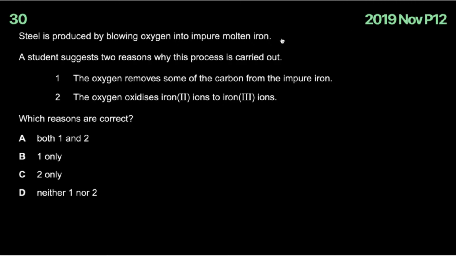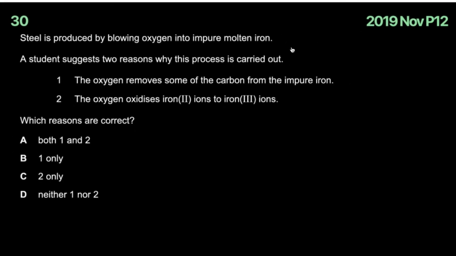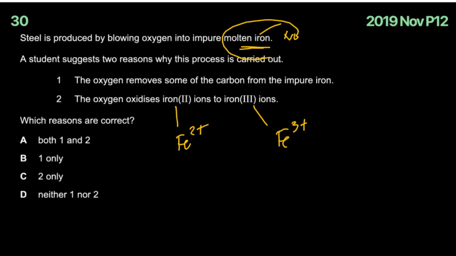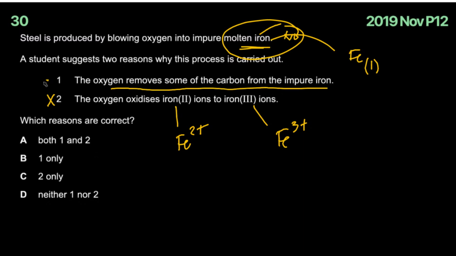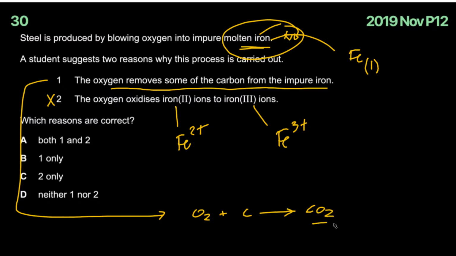Now, first of all, molten iron is not even iron 2. You see, iron 2 is Fe2+ and iron 3 is Fe3+, but molten iron is just Fe liquid, which is a neutral atom. So 2 is incorrect. And oxygen does react with carbon to form what? Yeah. So the answer is B.